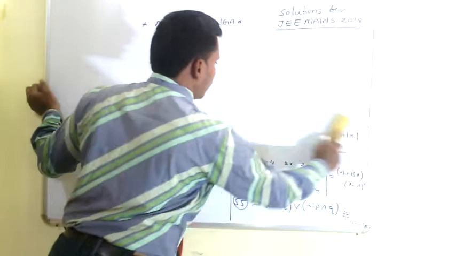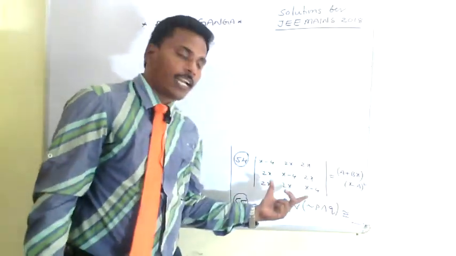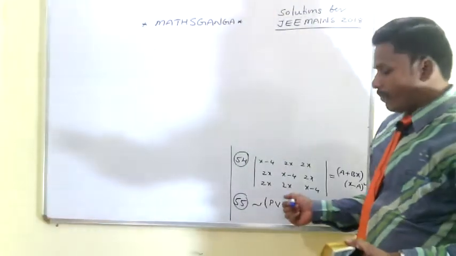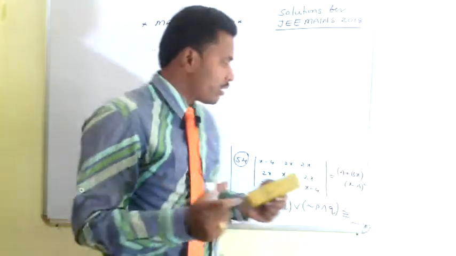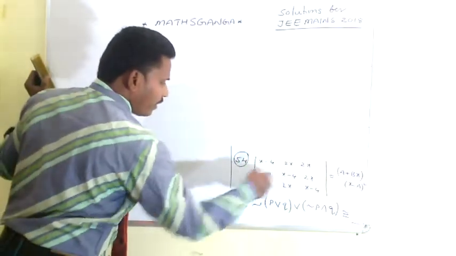Okay, in the JEE Mains 2018 Code C 54th paper, it's mentioned that the determinant of this expression is (a + bx)(x - a)², and they ask us to calculate the ordered pair (a, b). So for that, since this is the determinant, you just add everything.